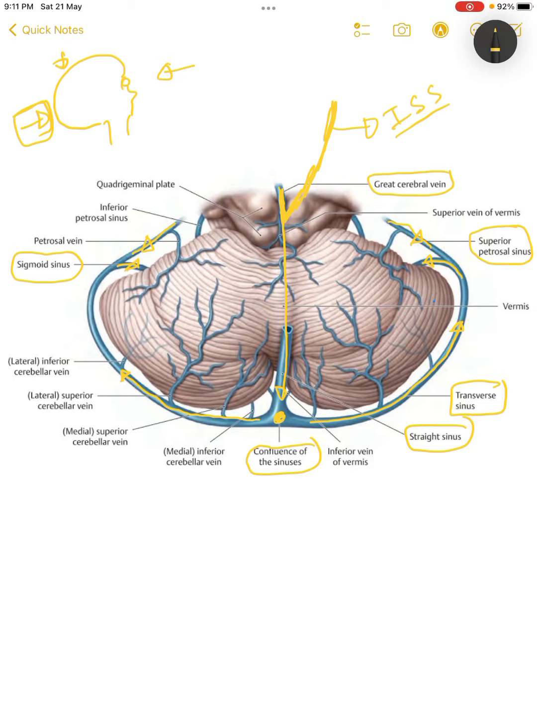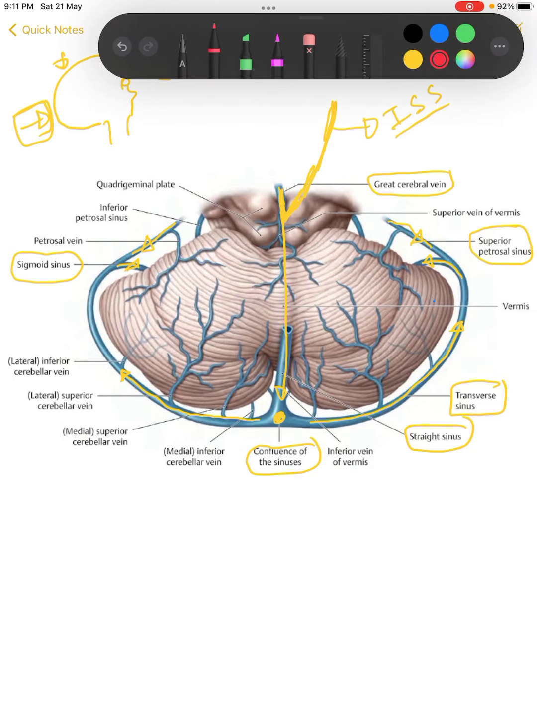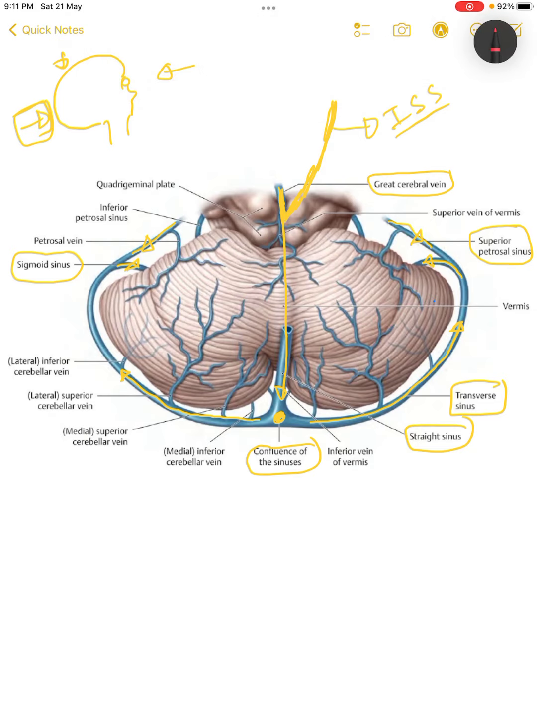Now let's focus on the drainage. So focus on the great cerebral vein. From the great cerebral vein you will find this vein, and this vein is known as the superior vein of the vermis. And I don't think I have to tell you this structure. This structure, the junction point between the left and right cerebellum, is known as the vermis.